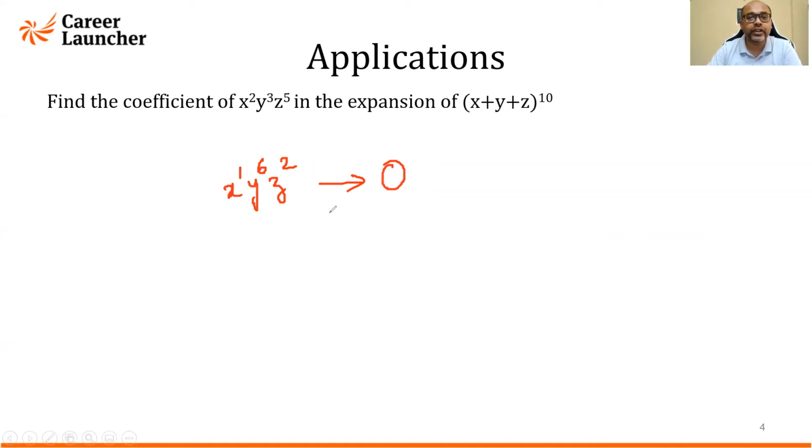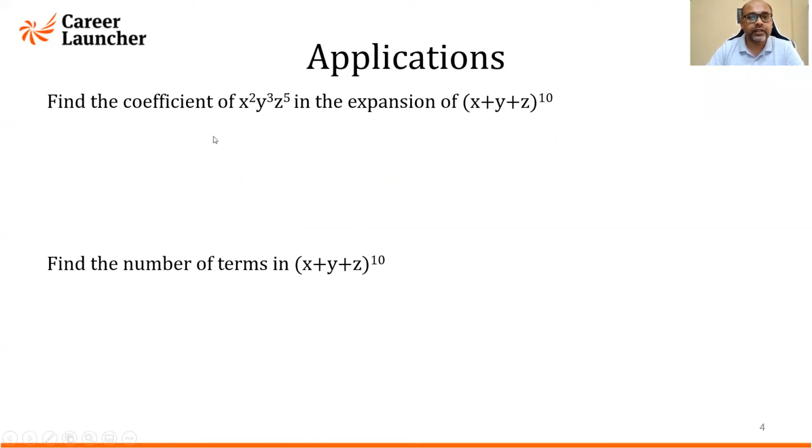Why is the coefficient 0 here? Because this term does not exist in the expansion of (x plus y plus z) whole power 10. Why? Because the sum of the powers is only 9. If the sum of the powers is 9, it means the term does not exist. If the term does not exist, the technical meaning is its coefficient is 0. This is a question which has actually come in a couple of competitive exams. You can't blindly apply the formula.